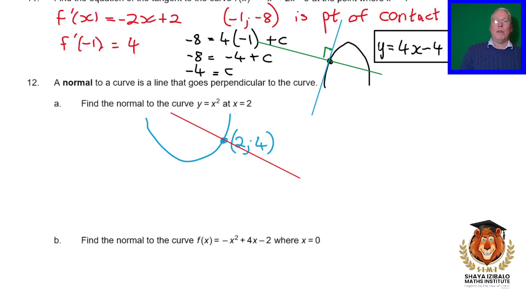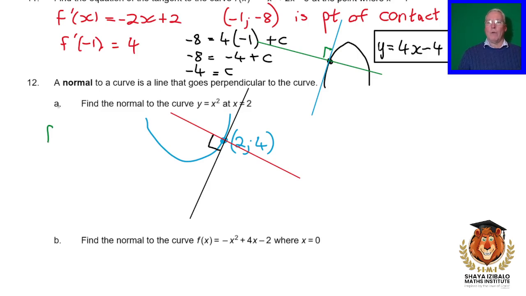Okay, what we know is that the red line will be perpendicular to this black line. So in other words, there's a right angle in here. Can we find the gradient of the black line? Because if we can find the gradient of the black line, we can find the gradient of the red line. Yes, for the gradient of the black line, we're going to differentiate the curve.